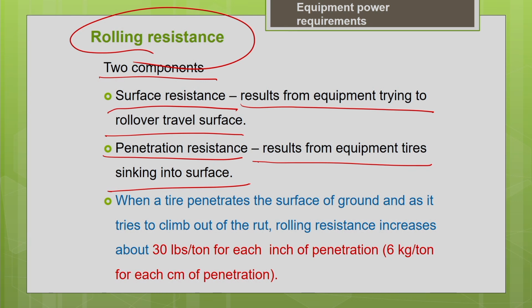Now, let us see how to estimate the penetration resistance. When a tire penetrates into a surface, the rolling resistance increases. For example, when the tire is sinking into the particular surface, you need some additional effort to come out of that particular rut and keep the machine moving.